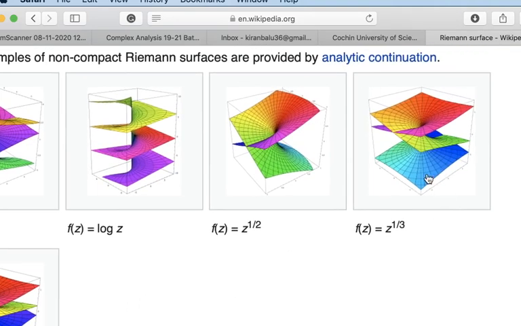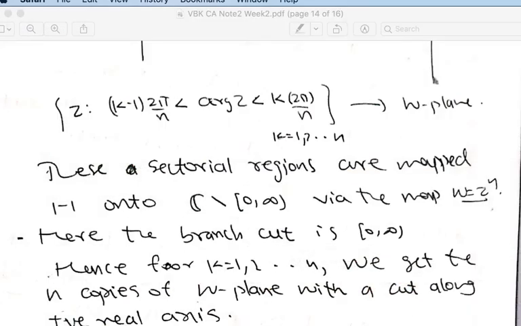This is z raised to 1 by 3, the cube root. So here you have 3 sheets. You rotate once, then the edge you patch with the next sheet, then again and so on. So there will be 3 sheets. So that is the pictorial representation of this.